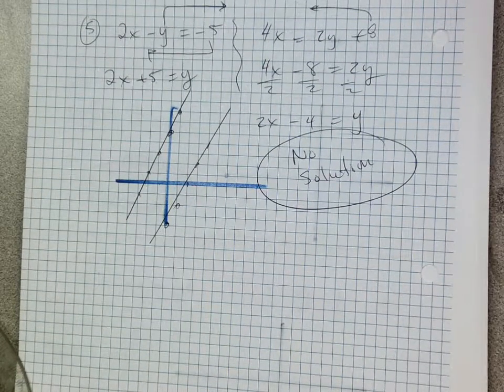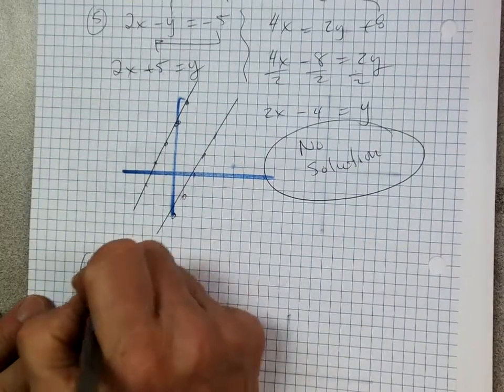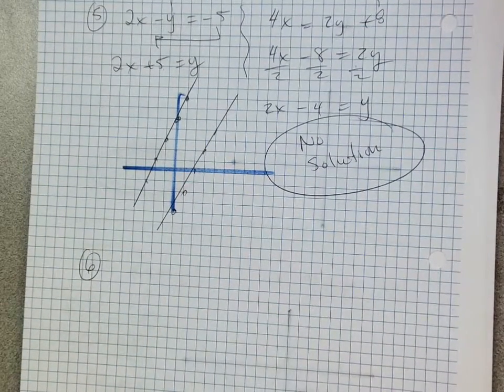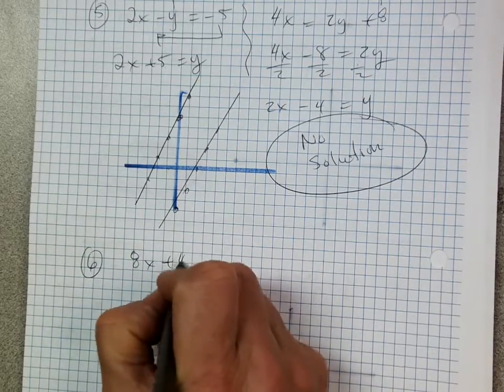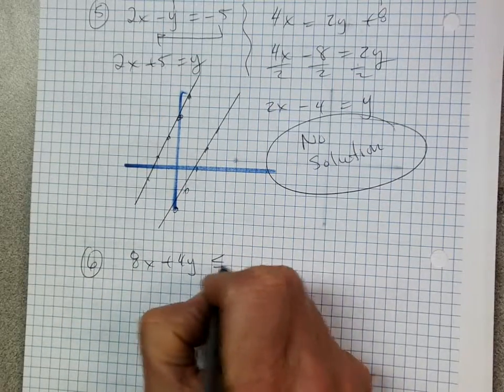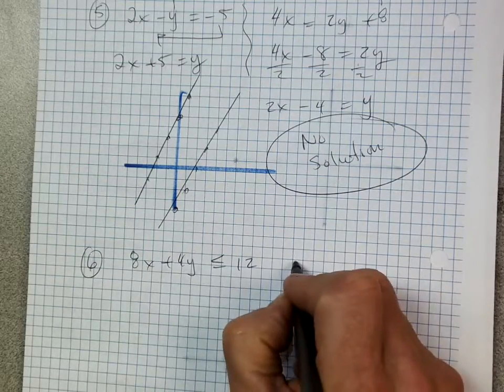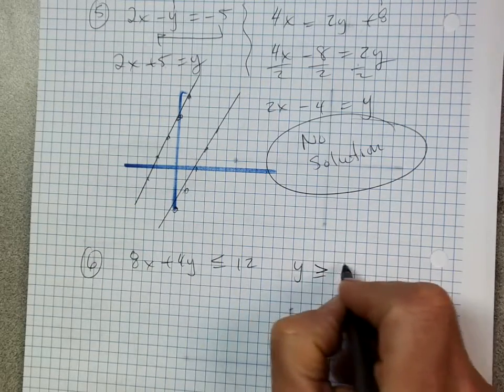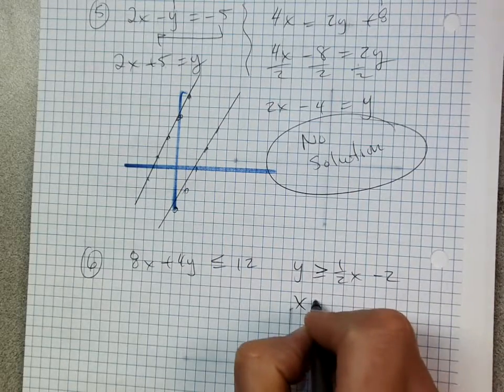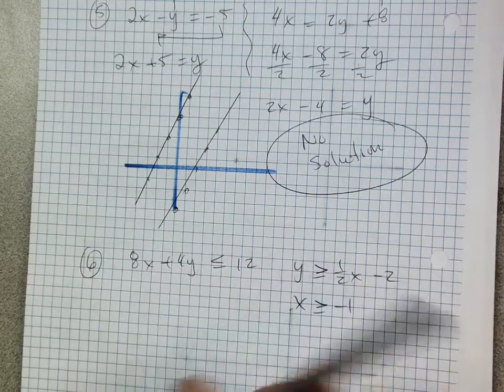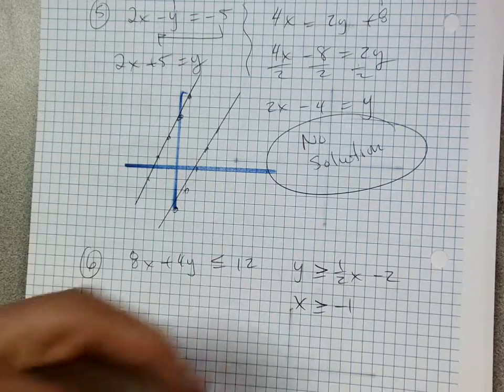Alright, let's do 6. I have 8x plus 4y is less than or equal to 12. I also have y is greater than or equal to 1/2 x minus 2. And I also have x is greater than or equal to negative 1, okay? Alright, let's do this one.